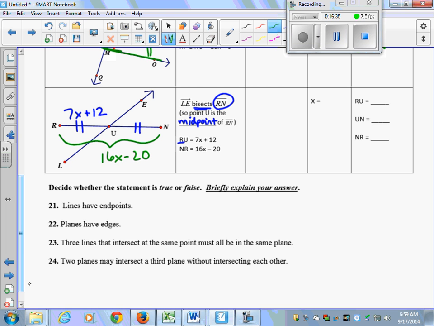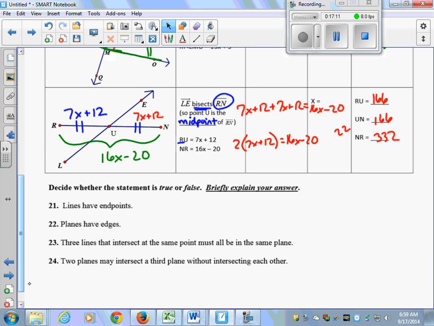Then when we write our equation, remember we can make this 7x plus 12 also, and our equation would be 7x plus 12 plus 7x plus 12 equals 16x minus 20. Another way to write that is 2 times 7x plus 12 equals 16x minus 20. Either way, your answer there comes out to 22, and RU is 166, and NR is 332.